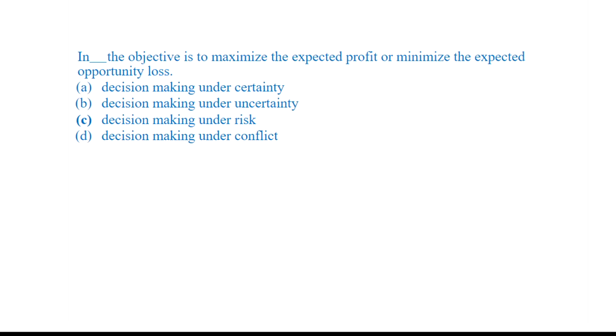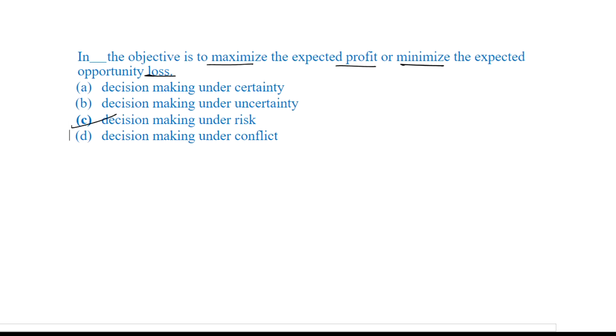Okay, so next question is, in dash the objective is to maximize the expected profit. What is the objective? Maximize the expected profit or minimize the loss. Please understand, it is maximize profit or minimize loss. So under what particular criteria am I looking for this? It is not decision making under certainty, because you cannot be certain. You are basically taking a risk. So it is decision making under risk.